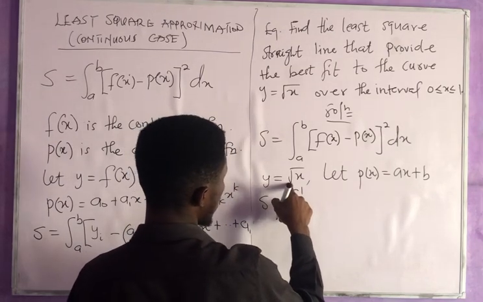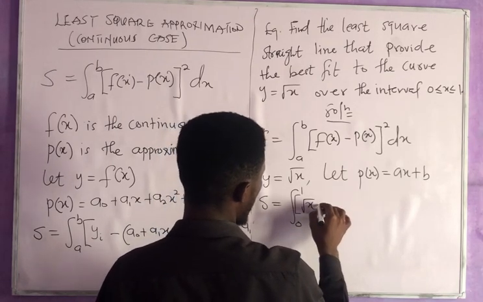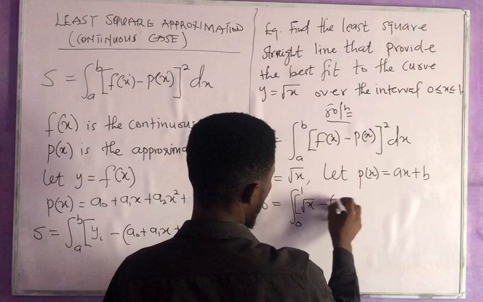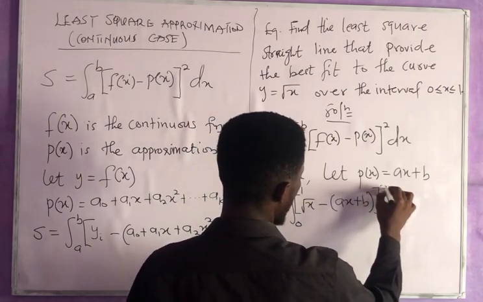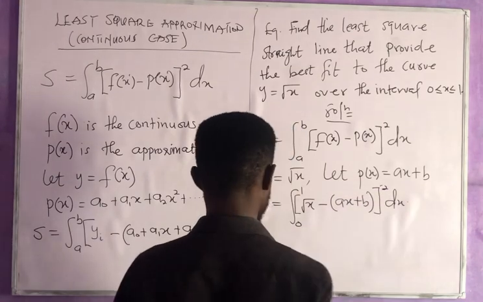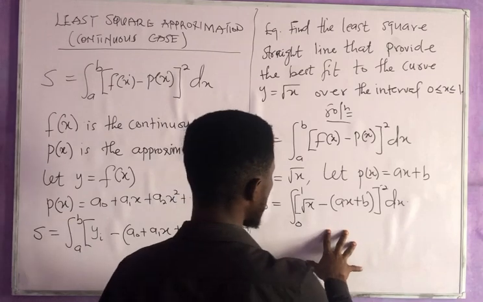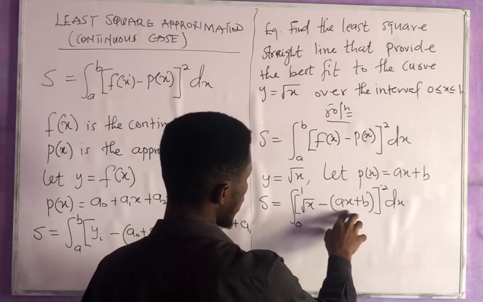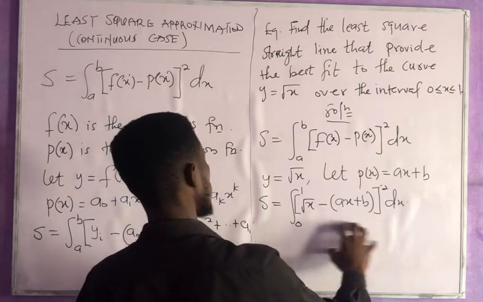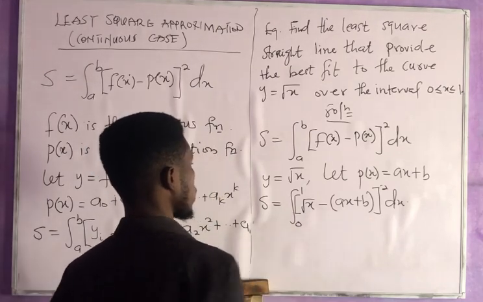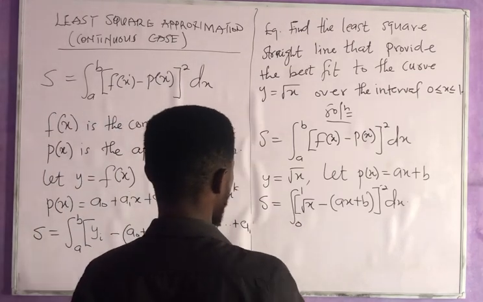Y is what? Root x minus p of x, which is now ax plus what? B, all squared dx. Now at this particular point, this is root x minus (ax plus b) all squared. So it means that you have to expand this bracket. So how do you expand this bracket?